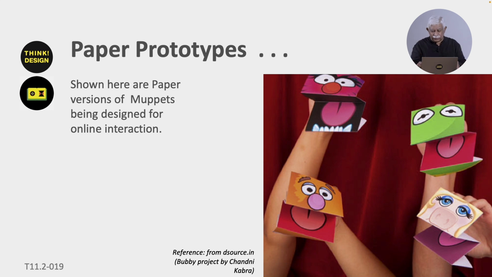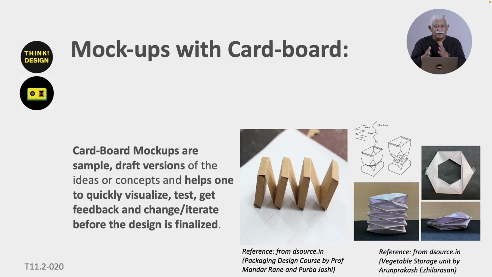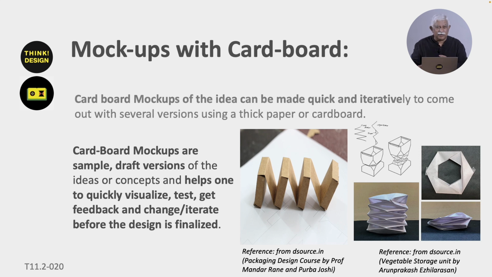Children were used to get feedback on this and then finalize what can be taken further. So, interactive Muppets here. If it is something like a lamp or packaging, cardboard becomes very easy to use and change for doing mock-ups and sample draft versions. You can see here mock-ups done with cardboard. As I said, it's quick and you can make changes and try many versions of it.